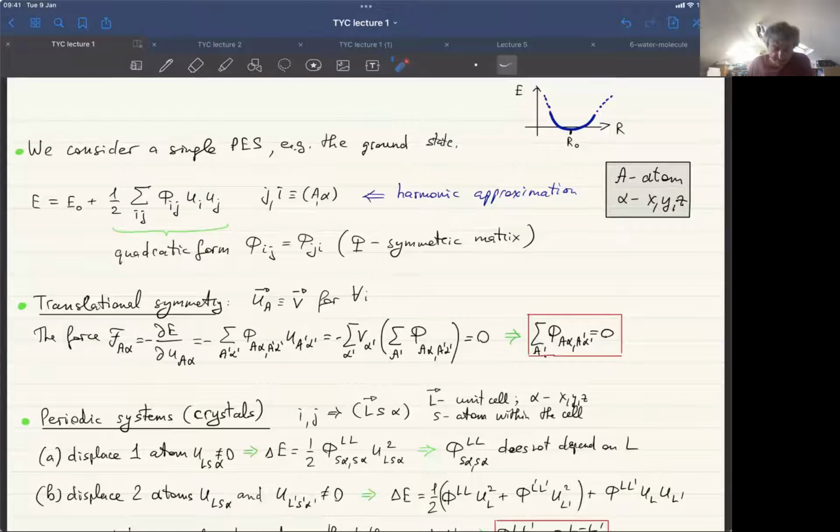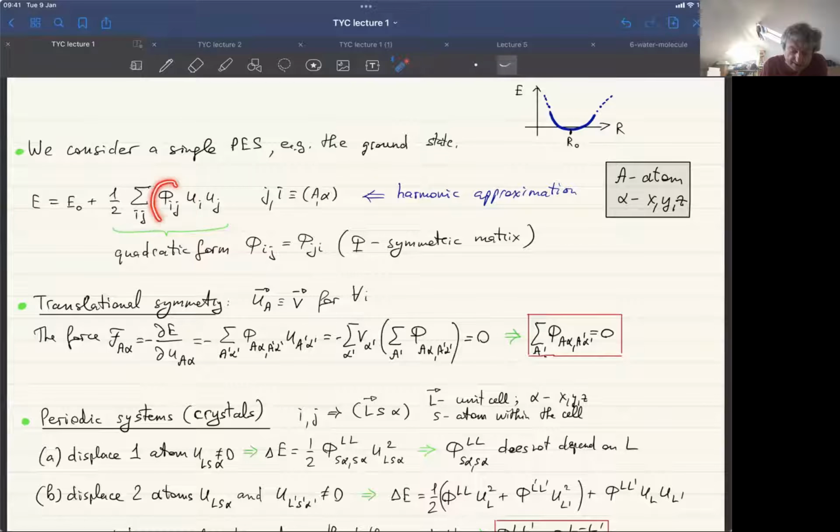But first, let's make a few notes about the force constant matrix, which we have here in the expansion of the potential energy of our system with respect to atomic displacements. And here I use simplified notations. Remember, before we had capital A and alpha. A stands for a particular atom and alpha stands for Cartesian components. Now we just use a single index. It's much easier because it's a quadratic form.